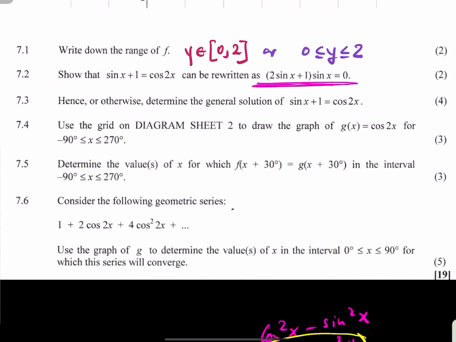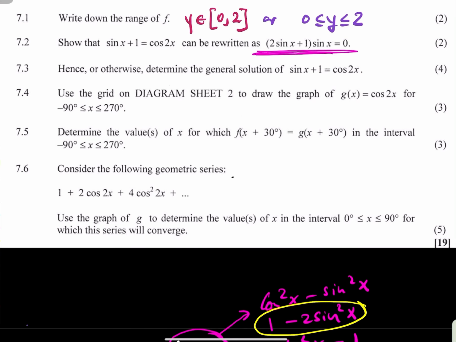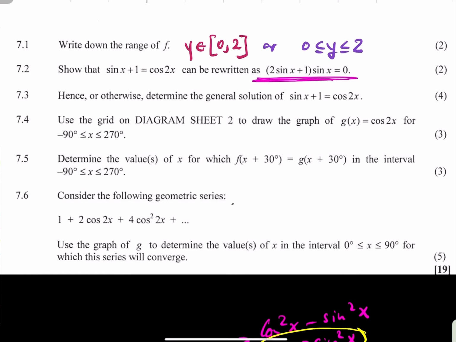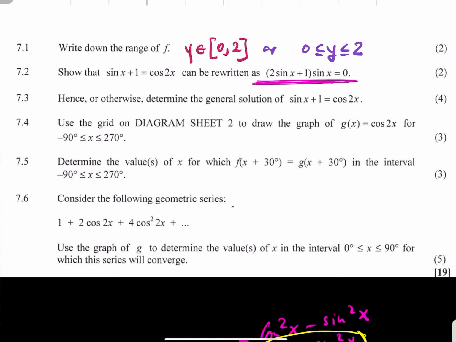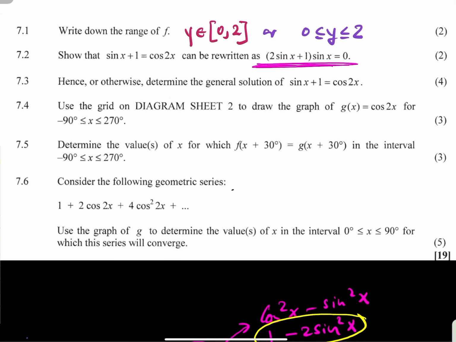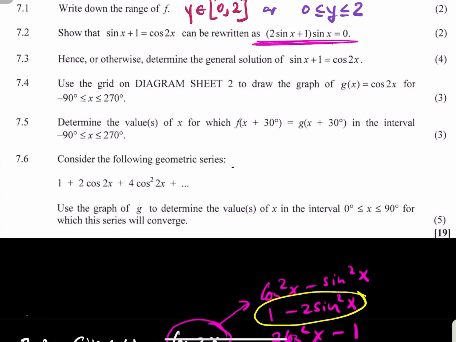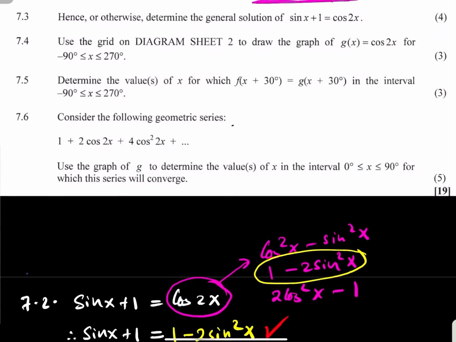Now, let's check the next question. So you get 3 marks for that, basically. Now they are saying determine the values of x for which f of x and g of x are going to be equal in the interval.